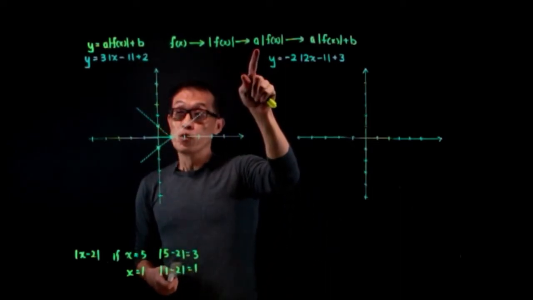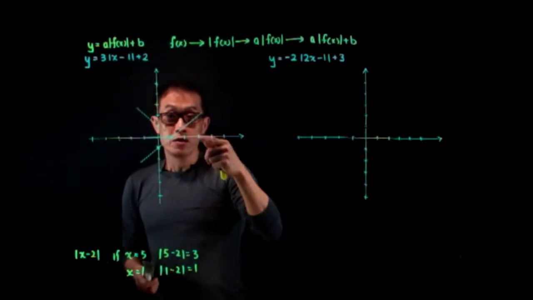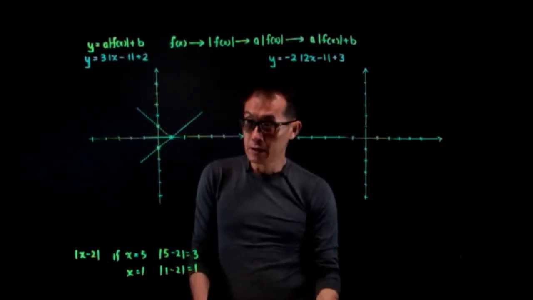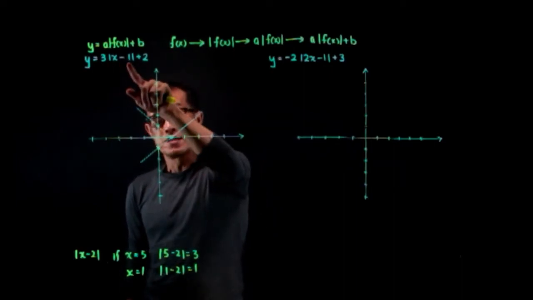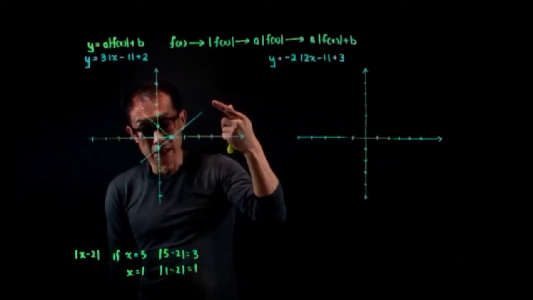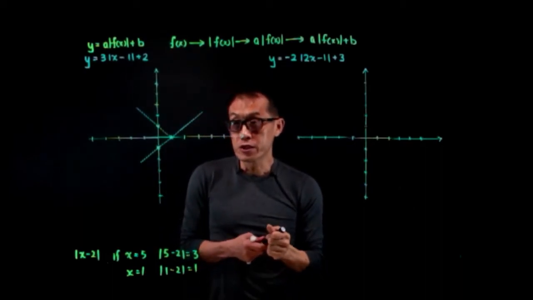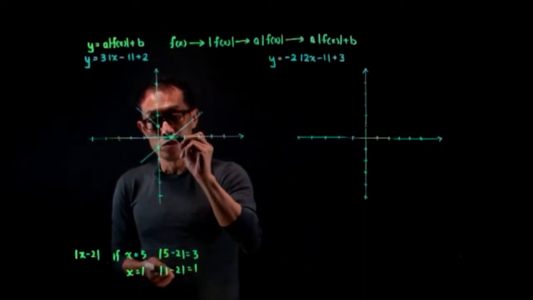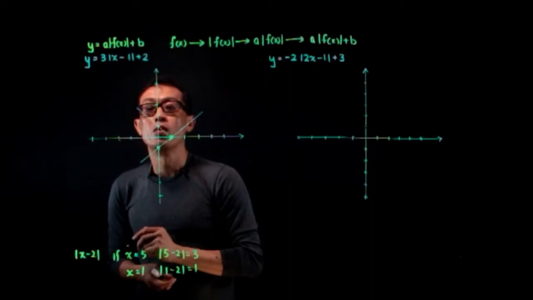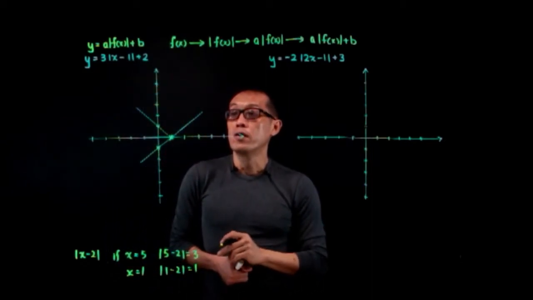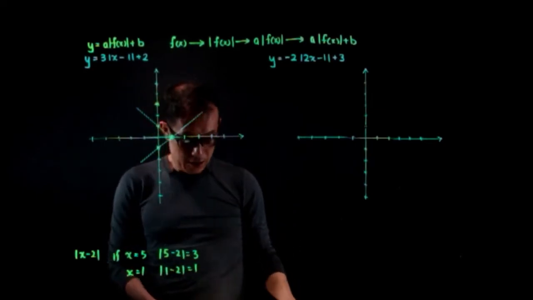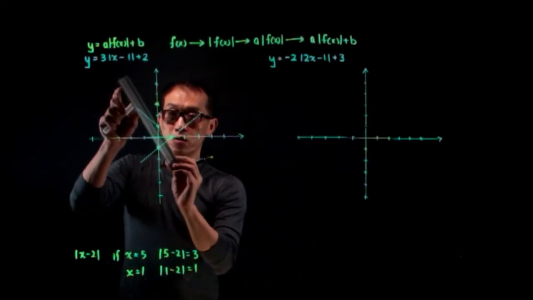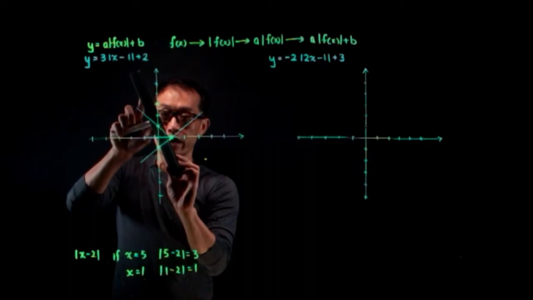Next, we do a, which is 3. So we multiply it by 3. Now when it takes on the value of 0, mod x minus 1 is 0. You times 3, it is still 0. 0 times 3 is still 0. Now this is 1, you times 3 becomes 3. So this part of the graph is this way.